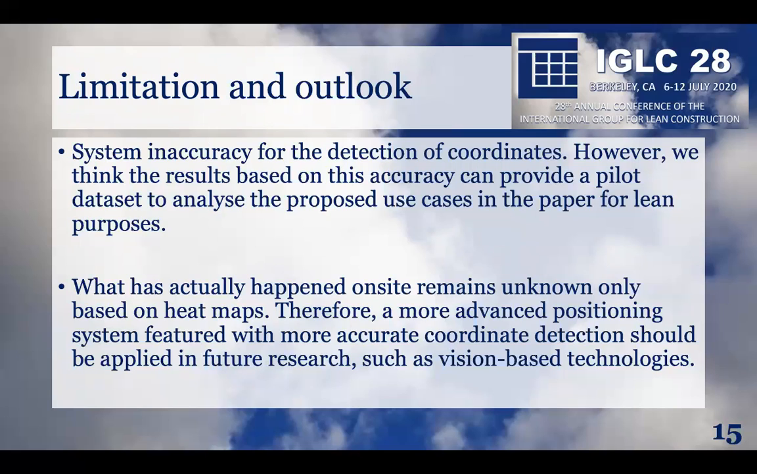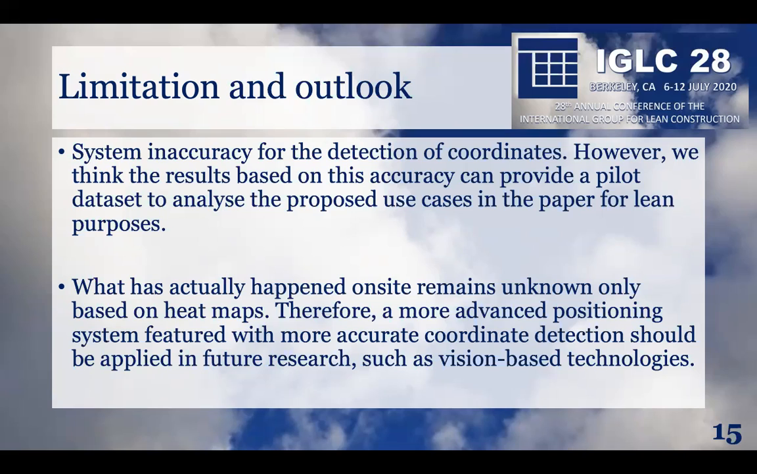And some limitations and the outlook for the future. First, the limitation of the method in this paper comes from the system inaccuracy for the detection of coordinates. The applied tracking system generated one researcher's coordinates during the validation process with an average deviation of more than 10 meters. Therefore, a single point lacks evidence to be accurately detected on site. This could hinder the generation of heat maps, especially for identifying the border of the estimated workspace.